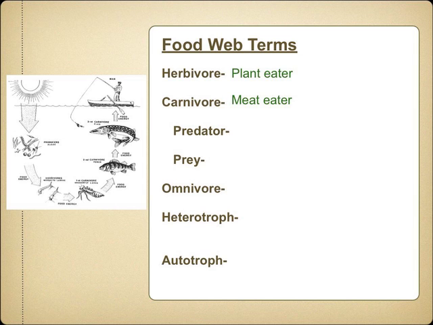When we talk about carnivores, we talk about their predator-prey relationship. The predator is the hunter. What is the prey? The victim, the hunted. What is an omnivore? Yeah, an organism that eats both plants as well as animals.